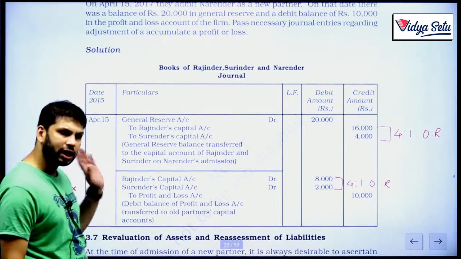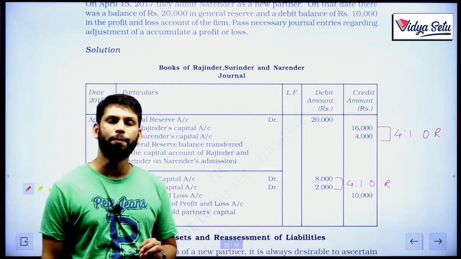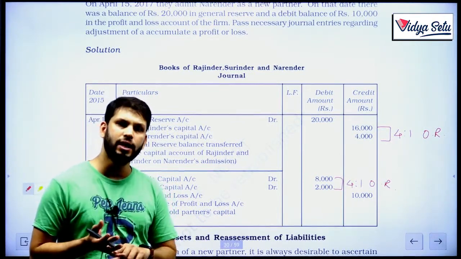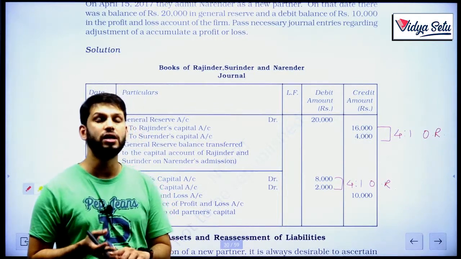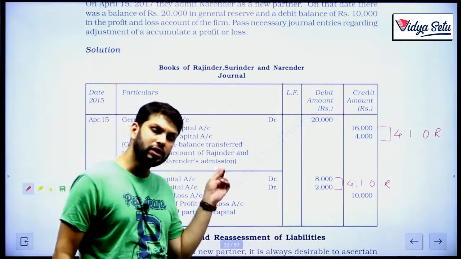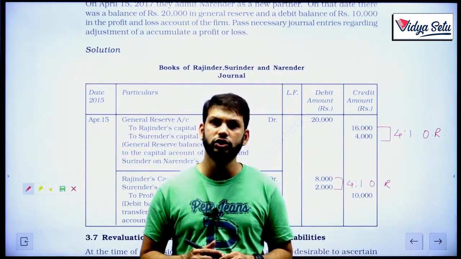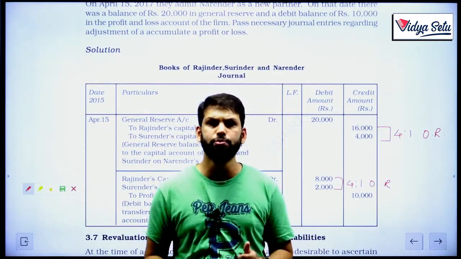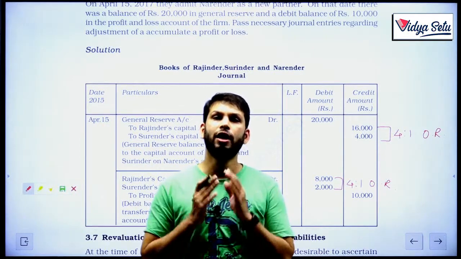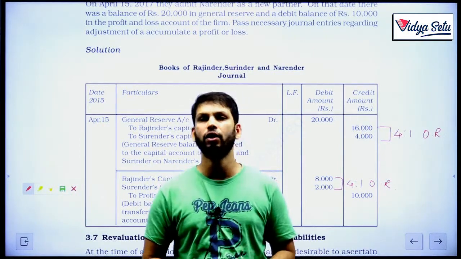So, this is a very simple topic where general reserve, P&L balances or deferred revenue expenditure are adjusted. Do remember, even deferred revenue expenditures like advertisement, suspense or these types of expenditures are also to be written off in the old ratio.